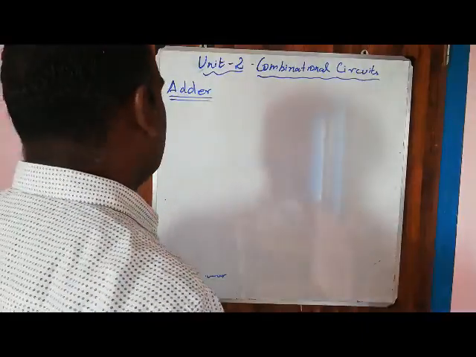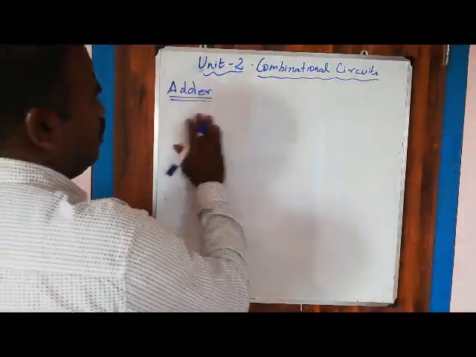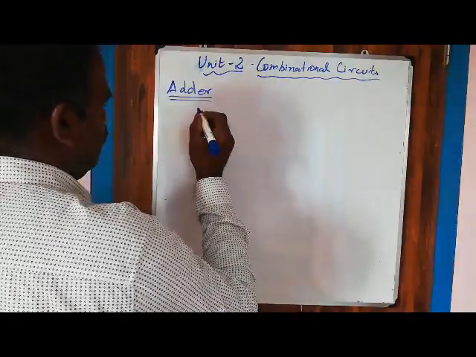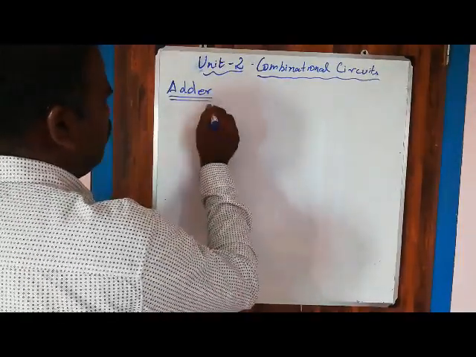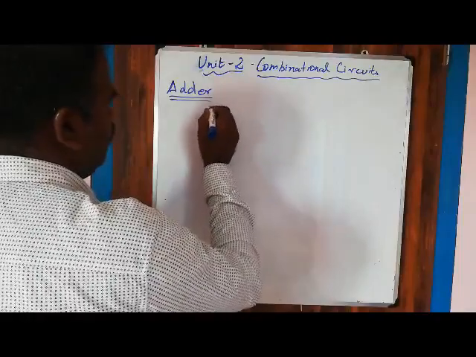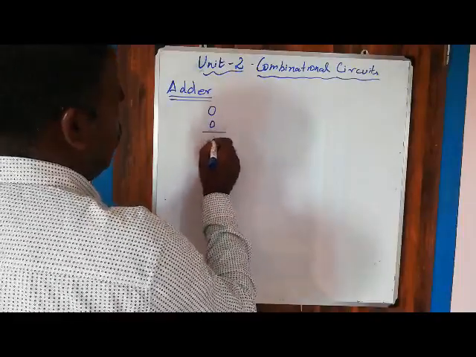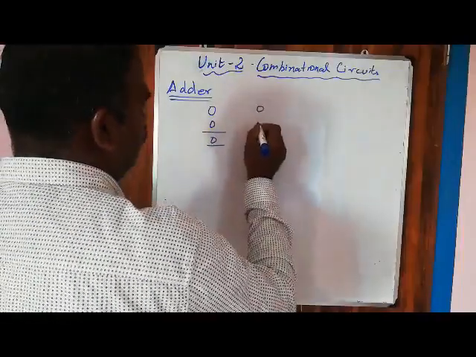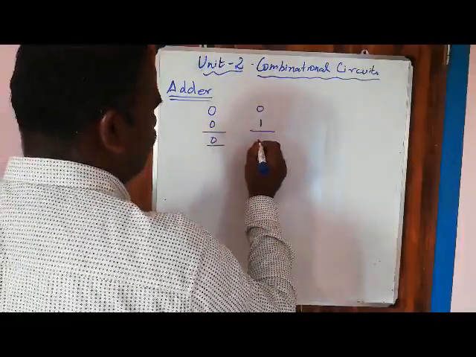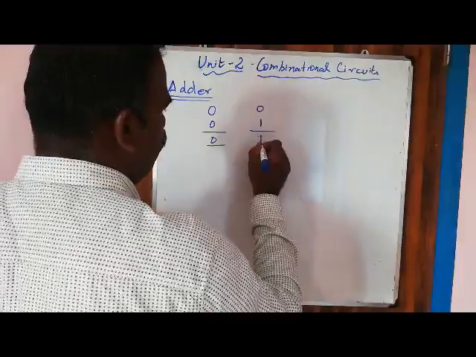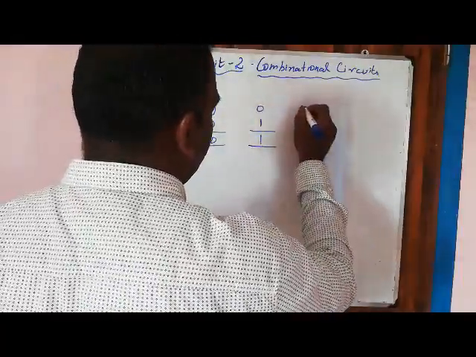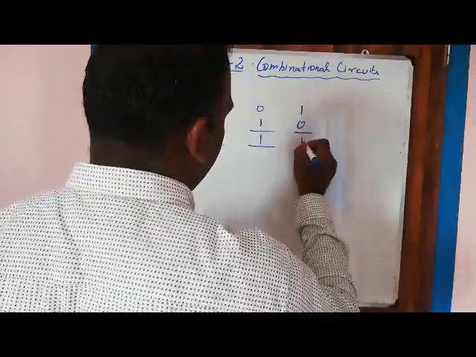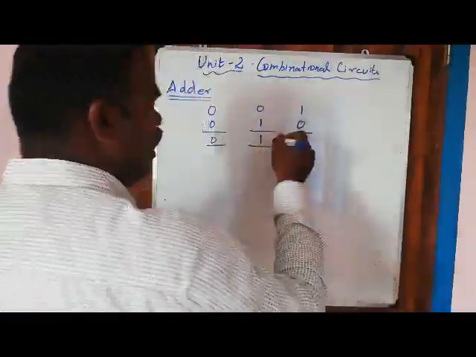Adder circuit. So for decimal addition, if you have 2 bits, that is 0 0, what is the output? 0. If one input is 0, another input is 1, then what is the output? 1. If one input is 1 0, what is the output? 1. This is decimal addition.